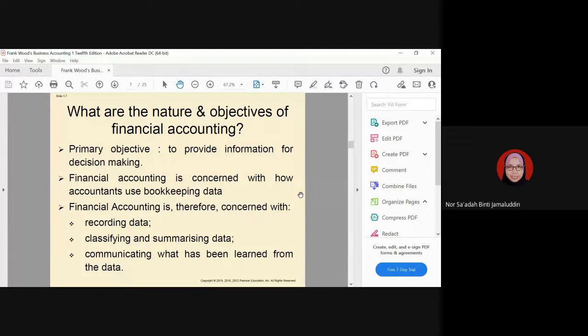Alright, what is financial accounting concerned with? Financial accounting is concerned with how accountants use bookkeeping data. It is therefore concerned with, first, recording data. This is process number 1, followed by process number 2, which is classifying and summarizing data, and then process number 3, which is communicating what has been learned from the data. So financial accounting only concerns how an accountant uses the data recorded in the bookkeeping.